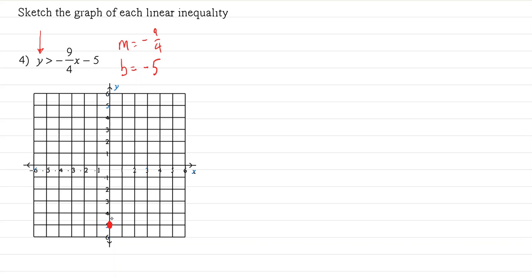Now, the issue we have now is if you go back up to the slope, you'll notice that the slope is negative. Well, there's no way for us to go down 9 units on this graph, so we're going to use the reverse method. Instead of going down 9 units for the rise, we're going to go up 9 units. And instead of going right 4 units for the run, we're going to go left 4 units.